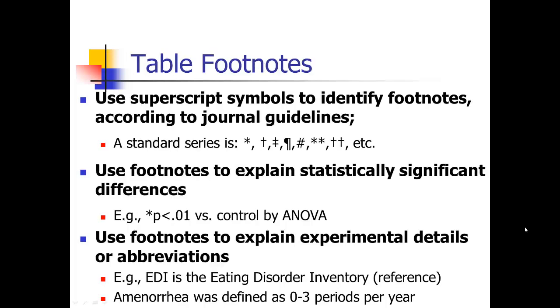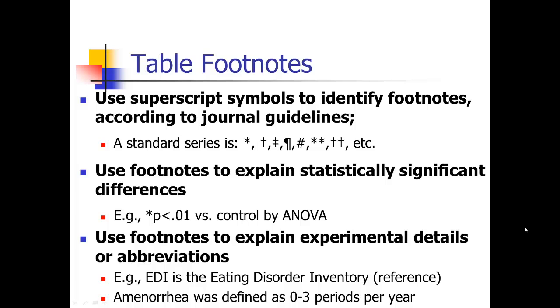Tables will also have footnotes. So it can get kind of confusing because what symbols do you use to denote the footnotes? Well, some journals will have 1, 2, 3, 4. Other journals will have A, B, C, D. Some journals will have a series like star, double star. So you don't want to figure that out on your own.